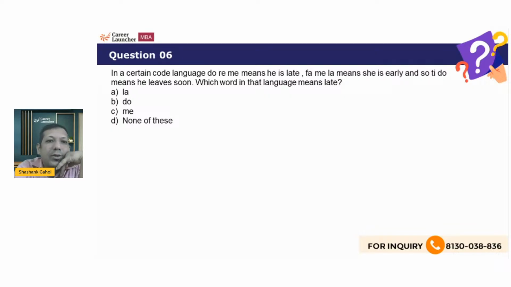In a certain coded language, do re me means he's late, fa me la means she's early, so ti do means he leaves soon. And what is the meaning of late? What is going to be the answer?